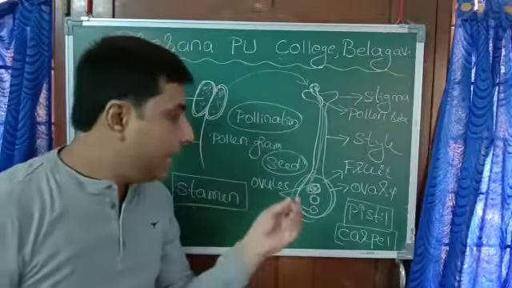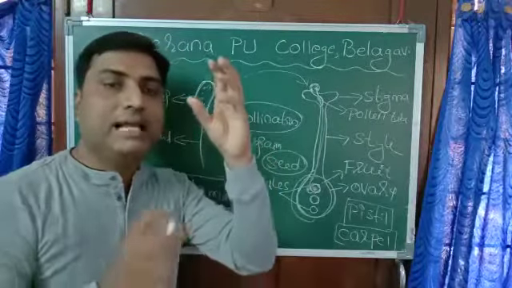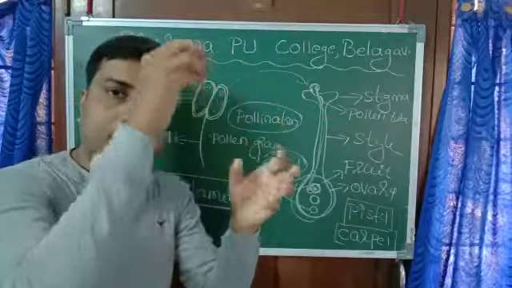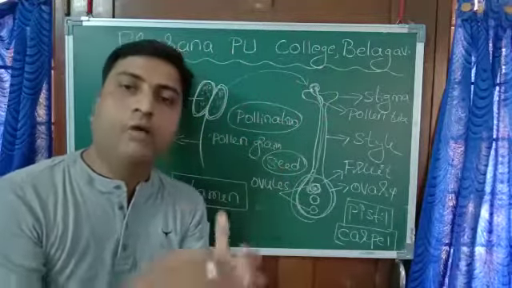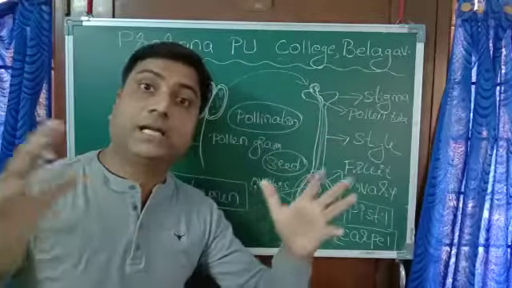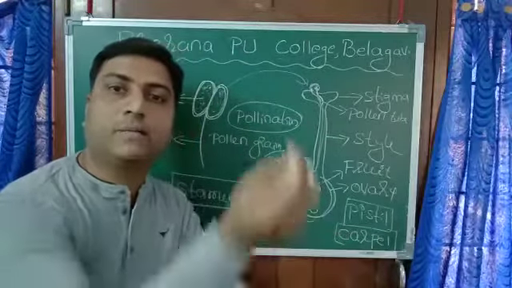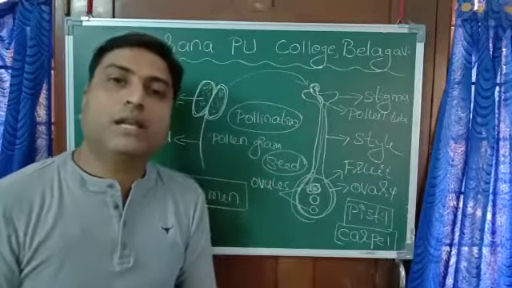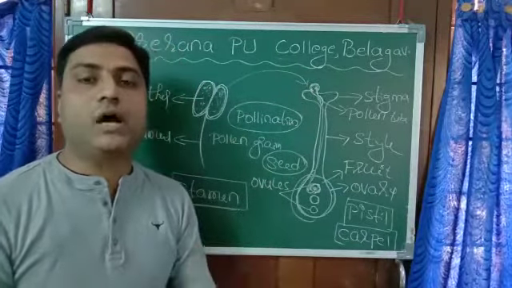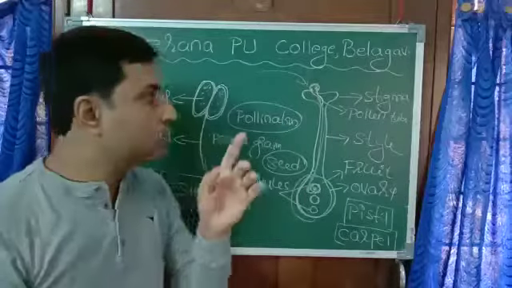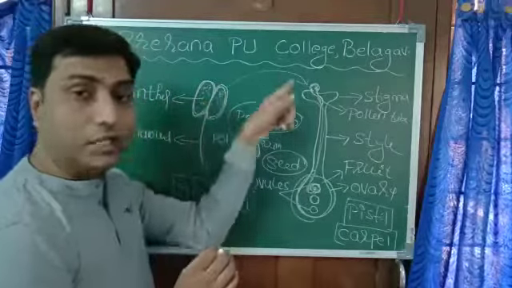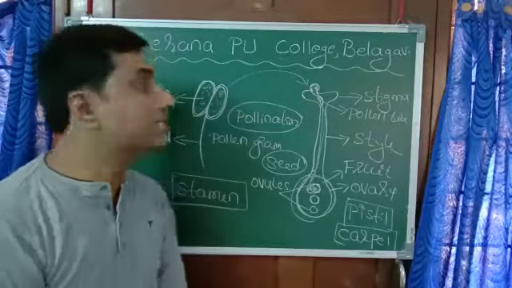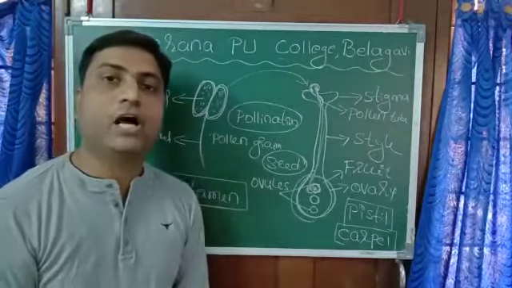And when that seed along with the fruit falls down, and the seed falls into the soil, when it gets favorable conditions like water, that seed germinates into another plant. This is sexual reproduction in the case of a flowering plant. So starting from pollination till the formation of seed, together we call it sexual reproduction in flowering plants.